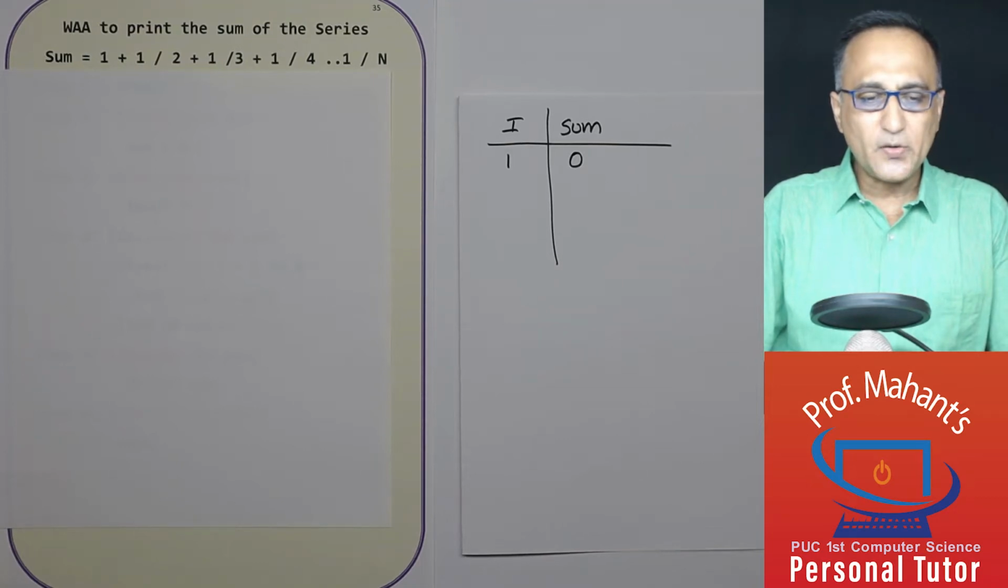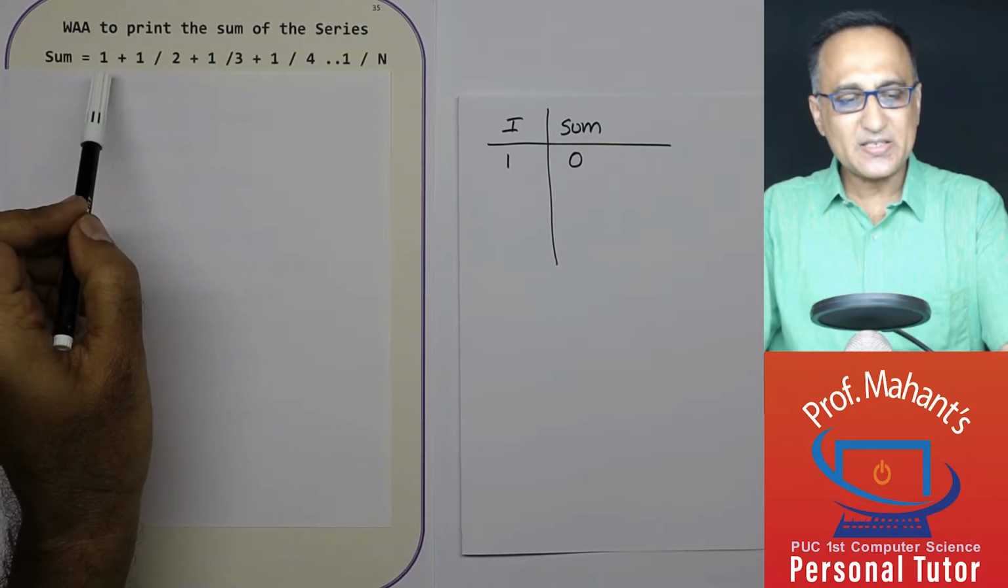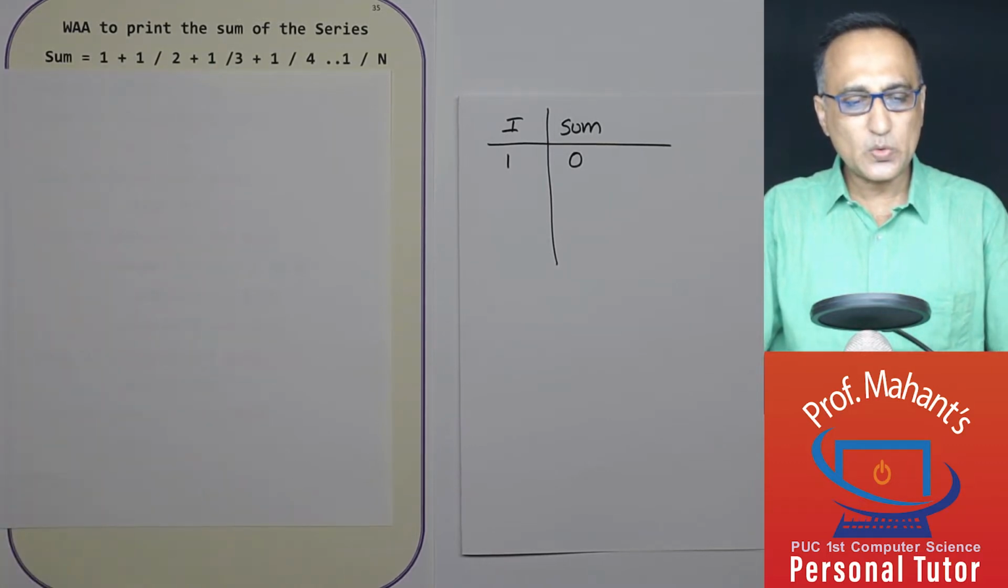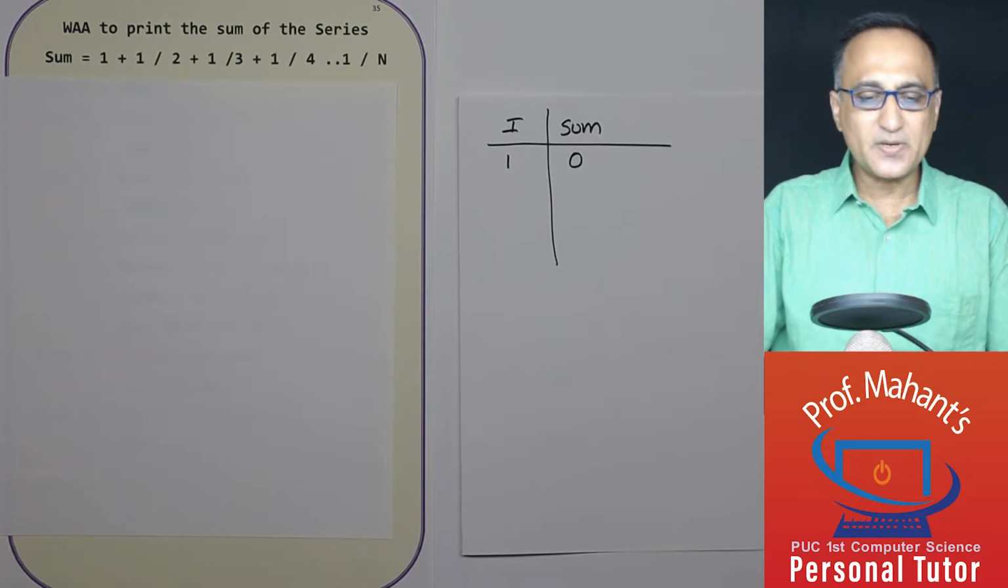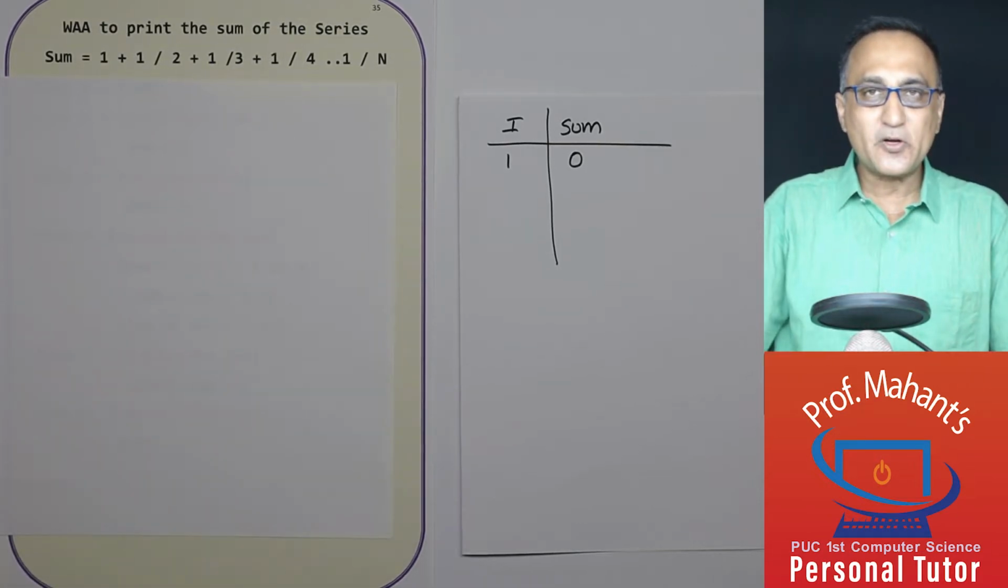We are now going to take a look at a series where we are required to find the sum. This particular series is 1 upon 1 plus 1 upon 2 plus 1 upon 3 plus 1 upon 4 plus 1 upon n. So n can be the end point or final term in this particular series.